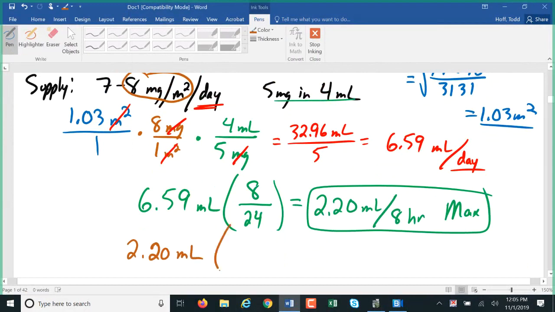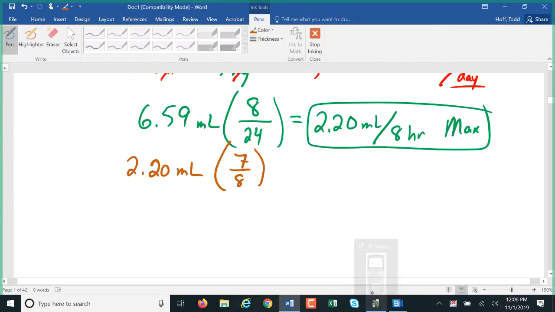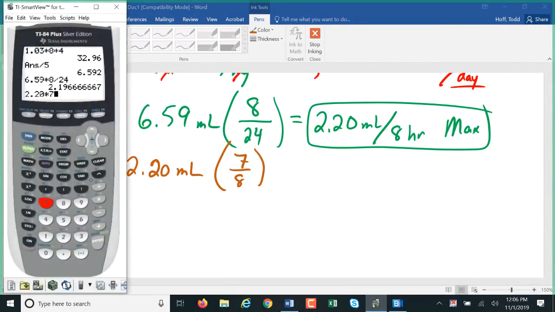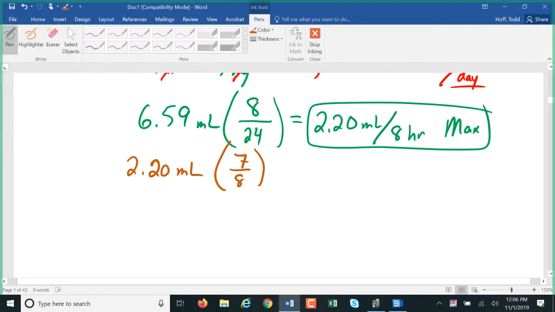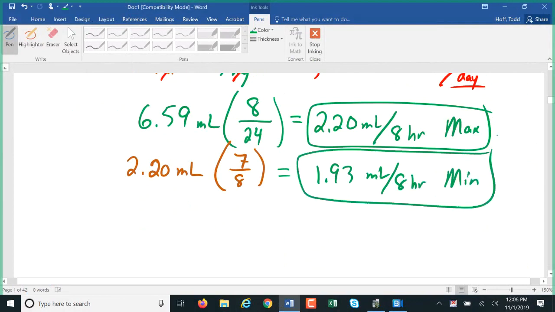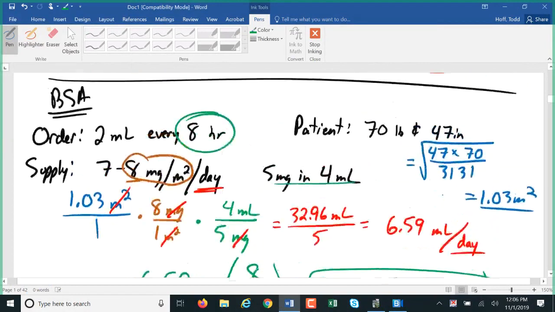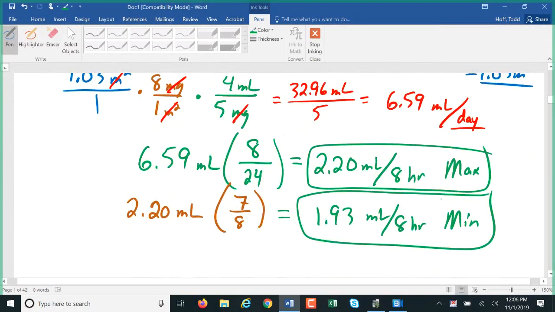Take that 2.2 milliliters. We're going to titrate it to get the minimum dose. The 2.2 is off the 8 milligrams per meter squared. The minimum was 7 milligrams per meter squared. Take the 2.20 times 7 divided by 8. 1.925 rounds to 1.93 milliliters per 8 hours. The minimum recommended dose. So 1.93 to 2.2, the doctor says 2, that's in the middle of that range.